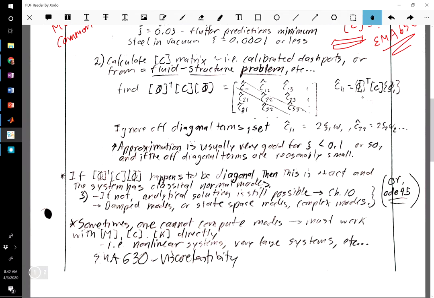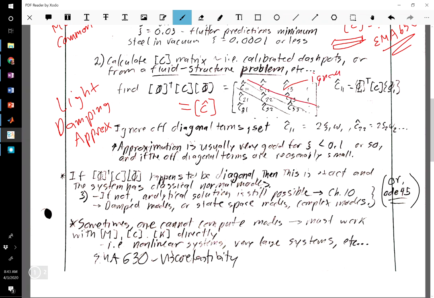So in that case, we can actually calculate this product, phi transpose C phi, and the result of that calculation we call C hat. That's the matrix that we would like to be diagonal. And this approach is called the light damping approximation. And it typically works well, and basically what we do is we just ignore all the off-diagonal terms, and we keep only the diagonal there.